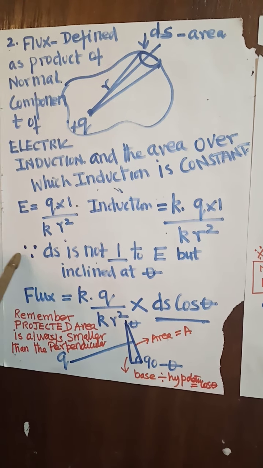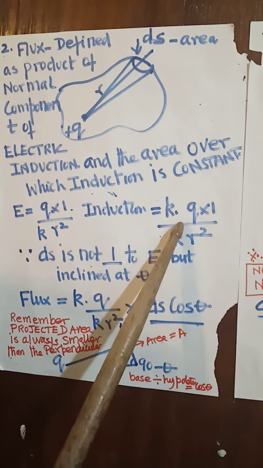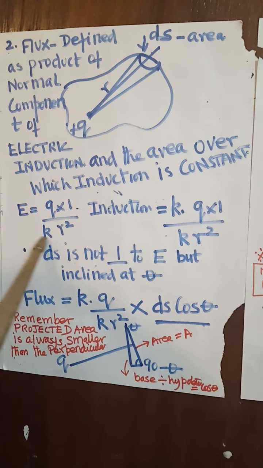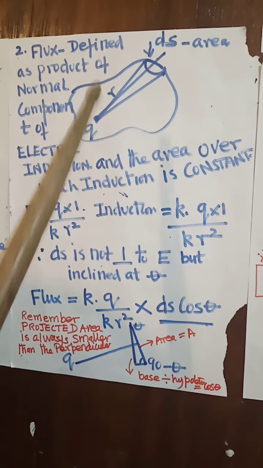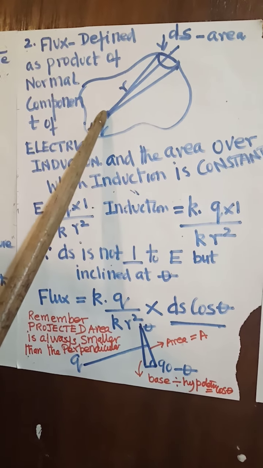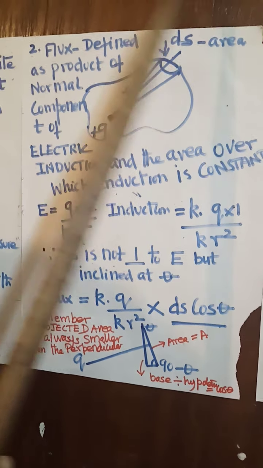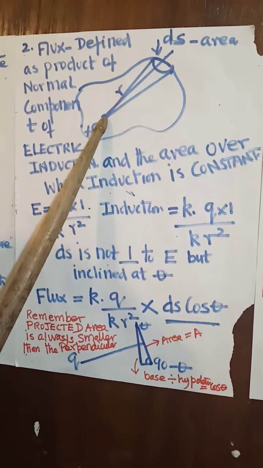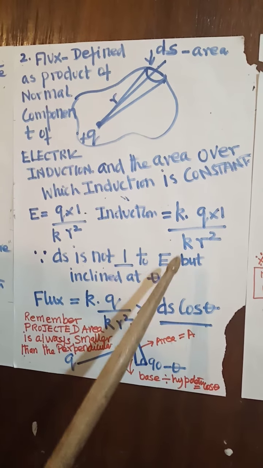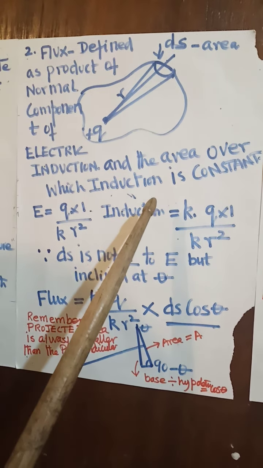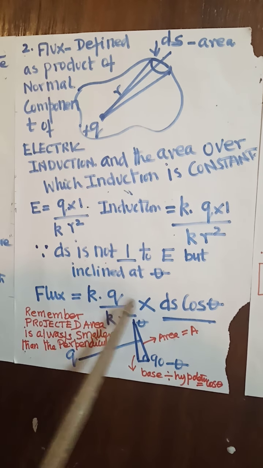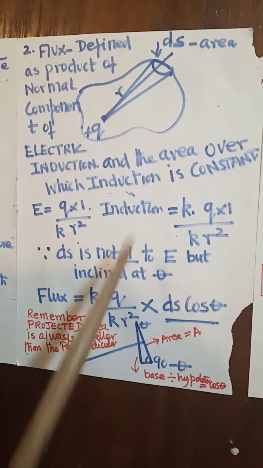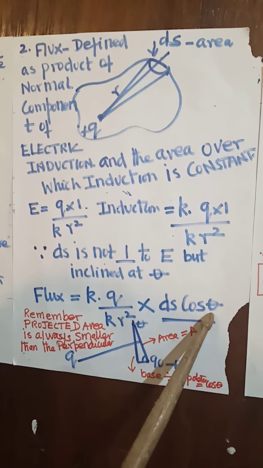Now, this induction multiplied by ds. What is ds? ds is the area through which that electric induction is flowing outward. So that is the electric flux. K into Q by K R square into ds cos theta.